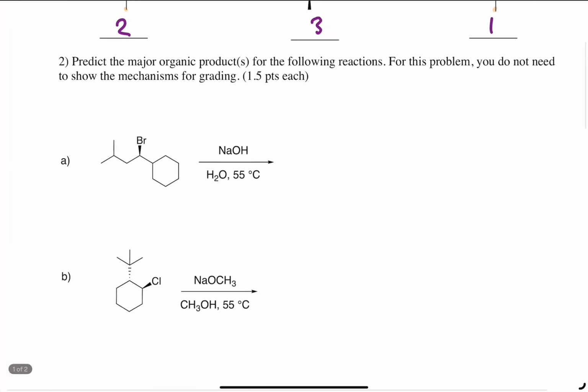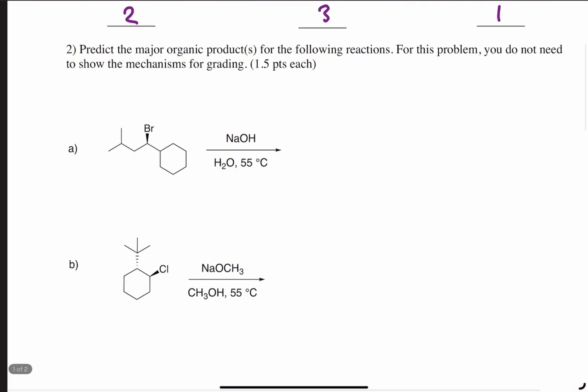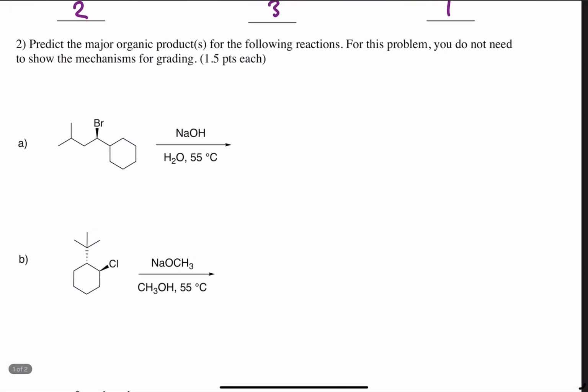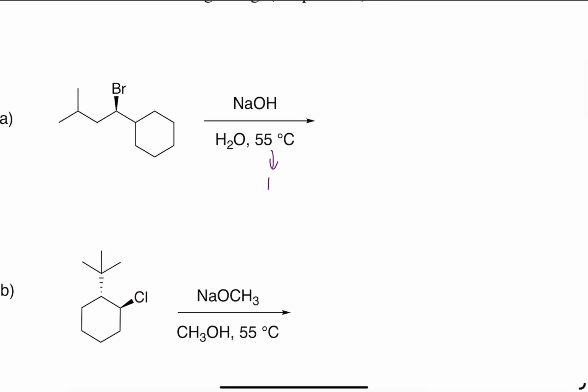Okay. Next we have these. We have to predict the major organic products. And we don't need to show mechanisms. Yippee! So this one over here is elimination. This is polar protic. And this one is a small, strong base. Because we only care about base because it's an elimination reaction because it's hot.